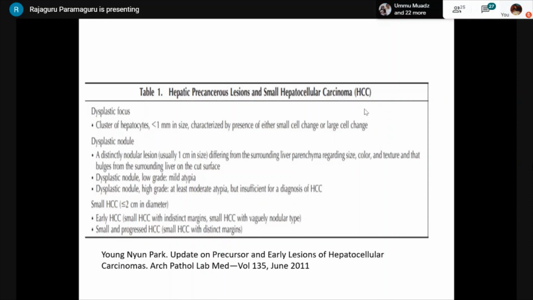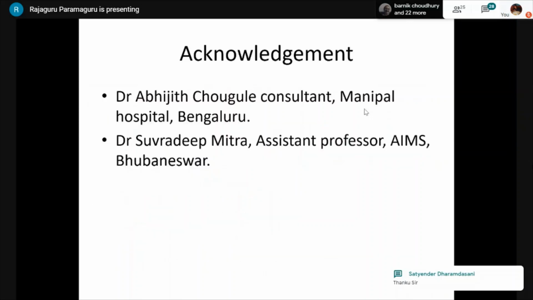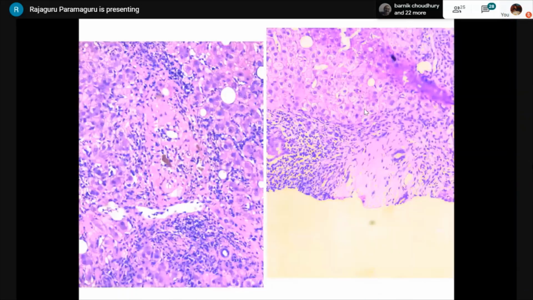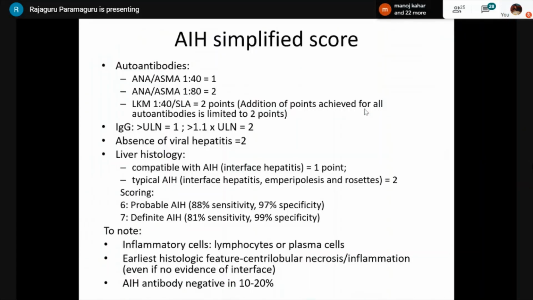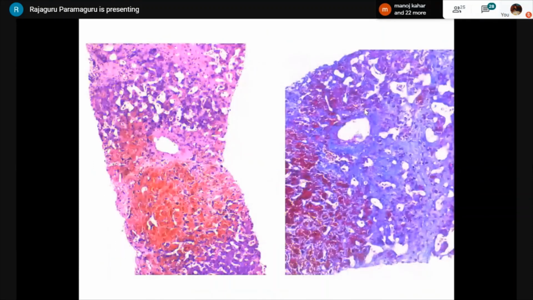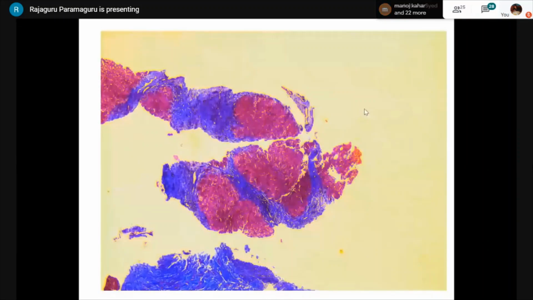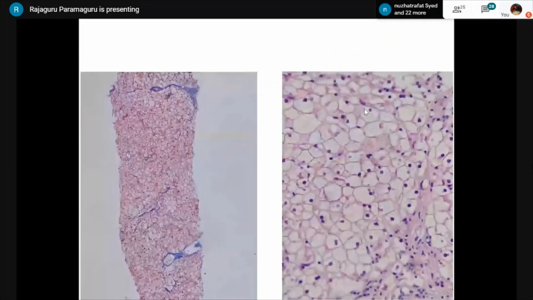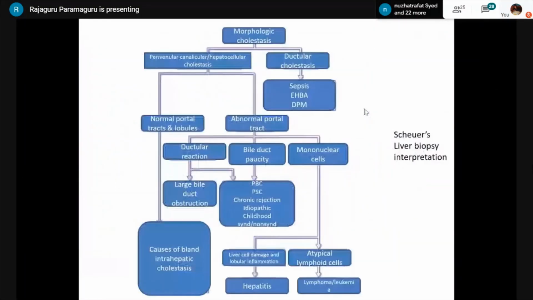Another question by Dr. Sonal. Dr. Sonal says, can you please explain CK8 and 18 in ballooned hepatocytes? I think I will go to the slides before. And she also has a parallel question saying, is confluent necrosis and collapse the same?